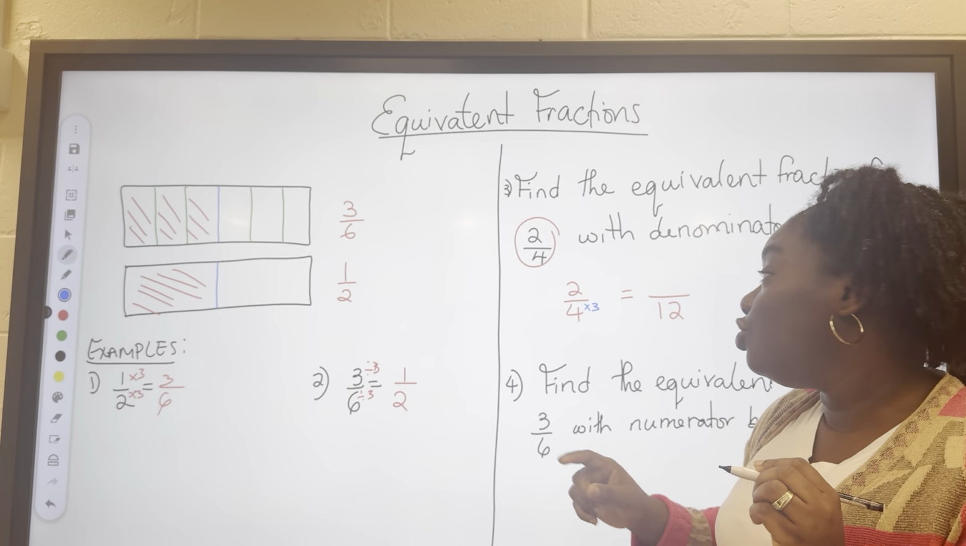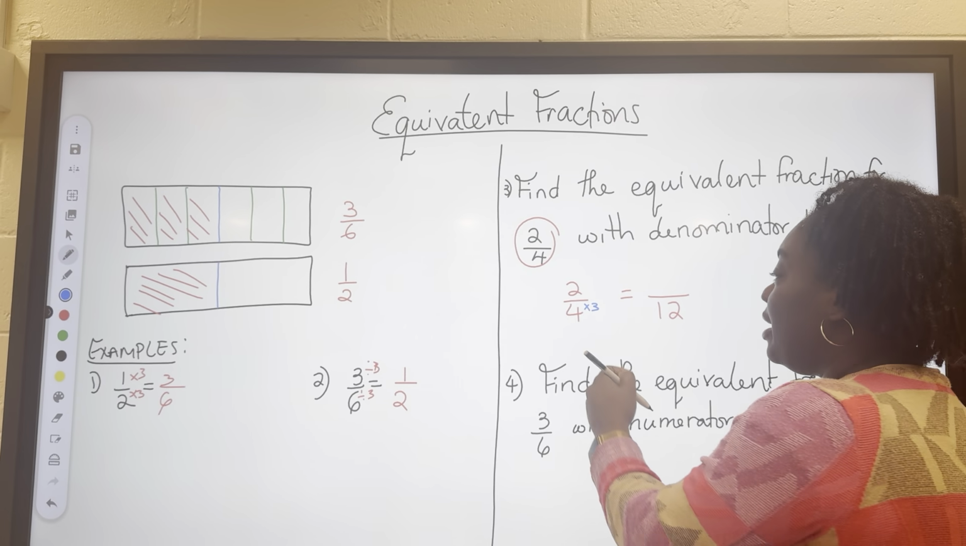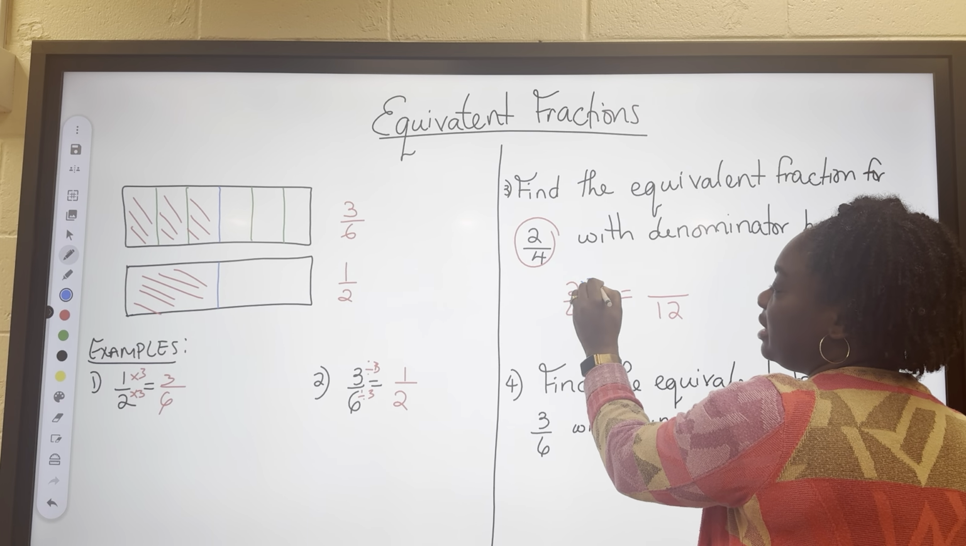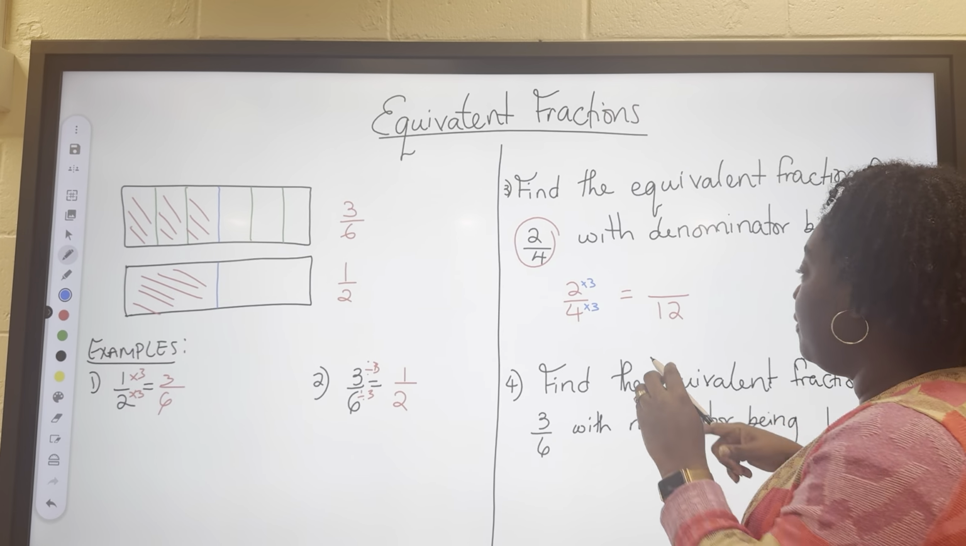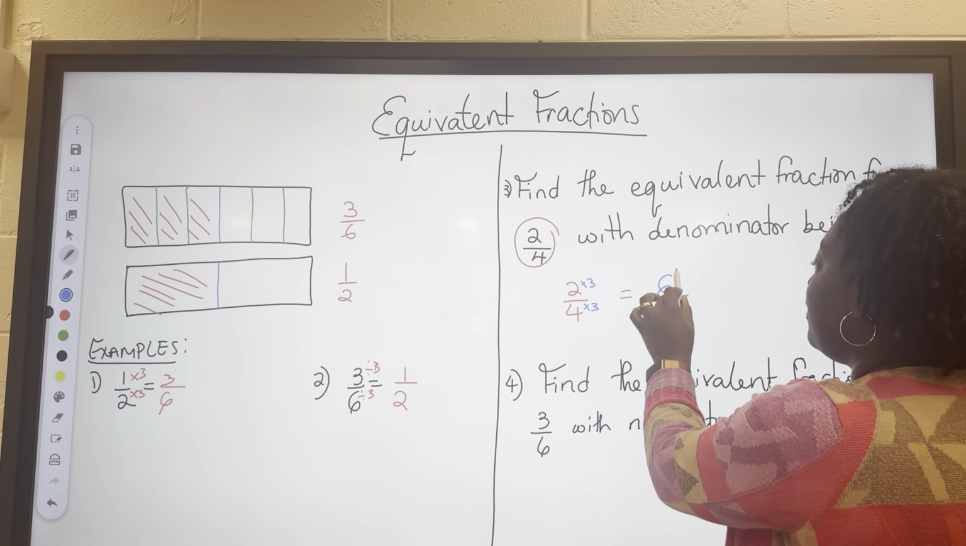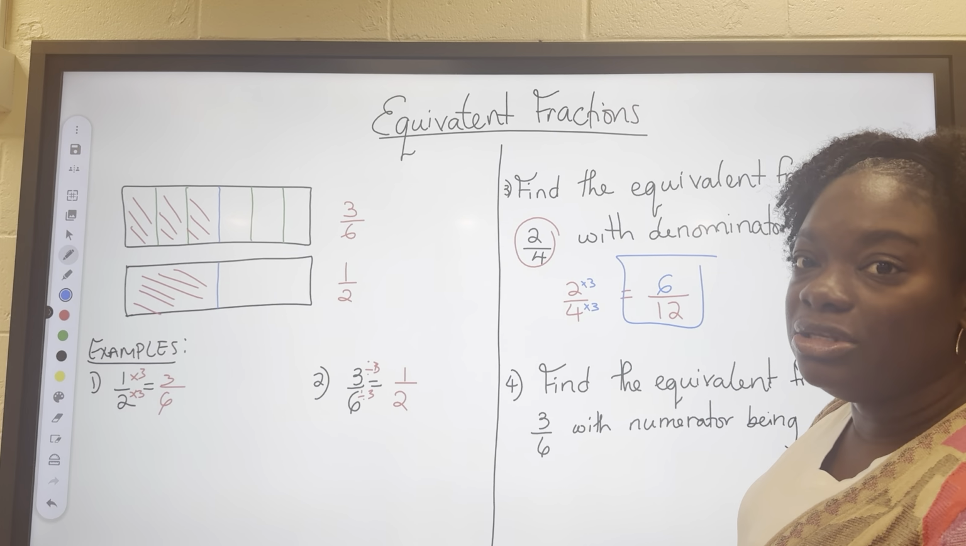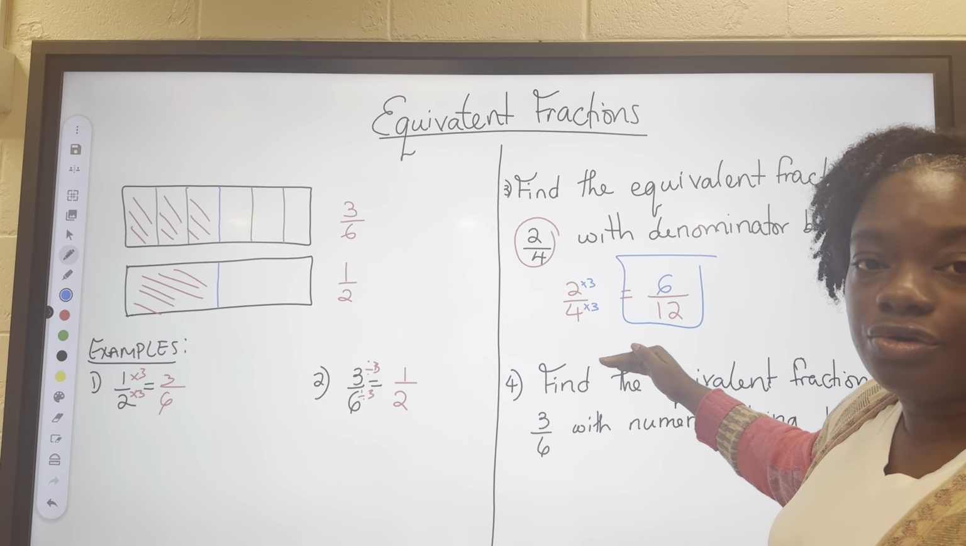Remember the rule: anything you do to the bottom, you have to do to the top, and anything you do to the top, you do to the bottom. So I multiplied here by 3, which means I have to multiply there by 3. So that's 2 times 3, 6. All right, so my equivalent fraction with its denominator being 12 would be 6 over 12.